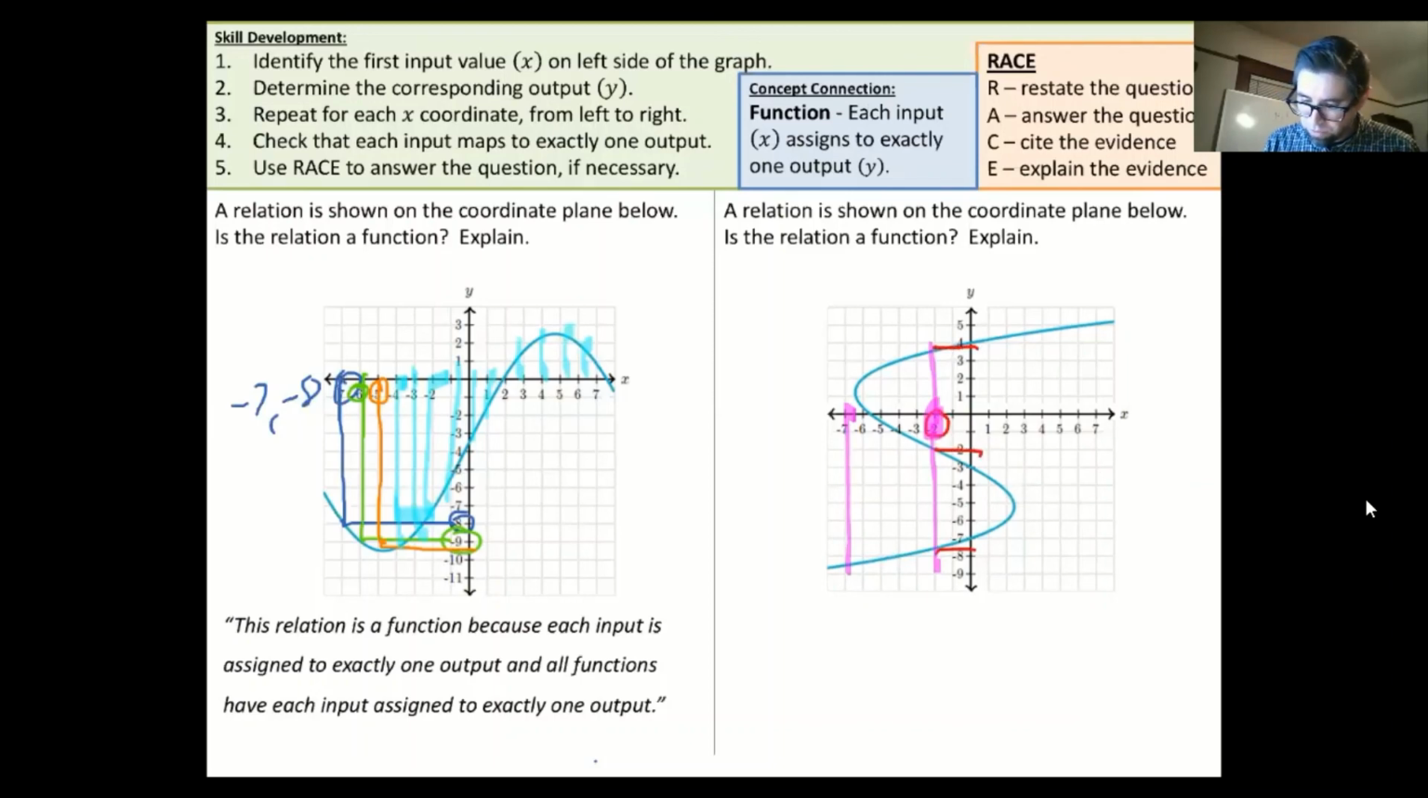If I were to write these 3 points as a table, it would look like this. The x input would be -2, and the y output would be 4. The x input -2 is also assigned to -2. The x input -2 is also assigned to, let's just say, -8. The same input is assigned to 3 different outputs. This is definitely not a function.